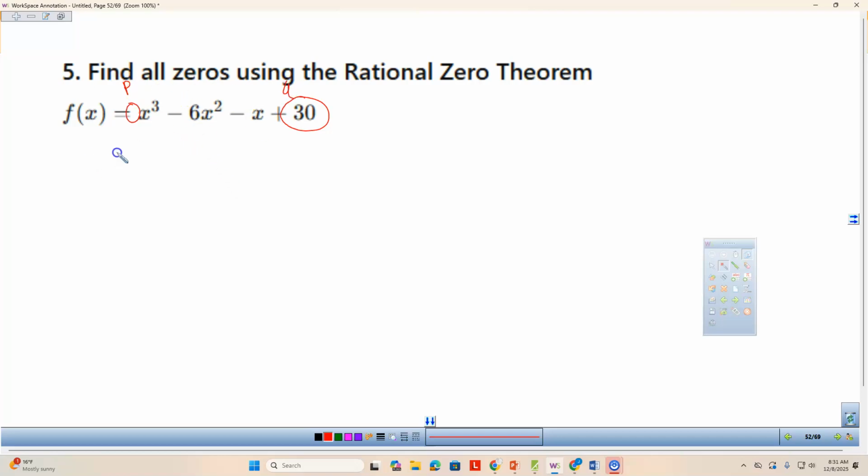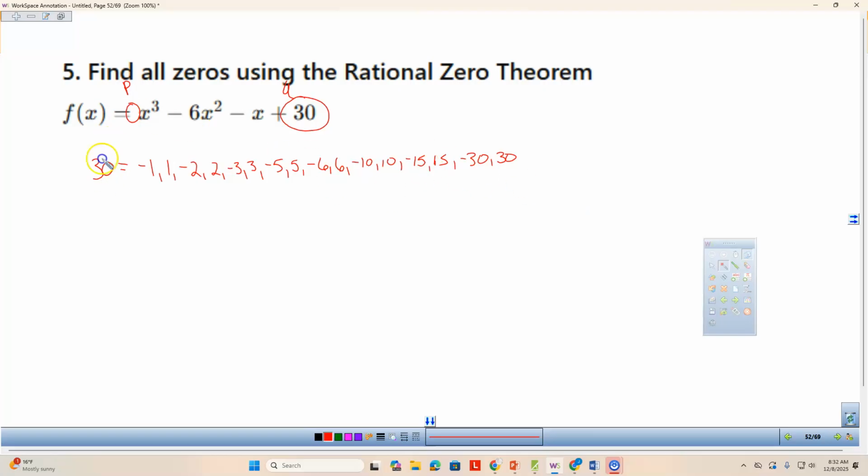Oh, Jiminy Crickets. So, what are my factors of 30? 1 and 30. Negative 1 and 1. Negative 2 and 2. Negative 3 and 3. 4 is no. 5, negative 5 and 5. Negative 6 and 6. Negative 10 and 10. Ooh, this one's rough. There's a lot of factors. Negative 15 and 15. Negative 30 and 30. Now, are you going to have to plug all those in?